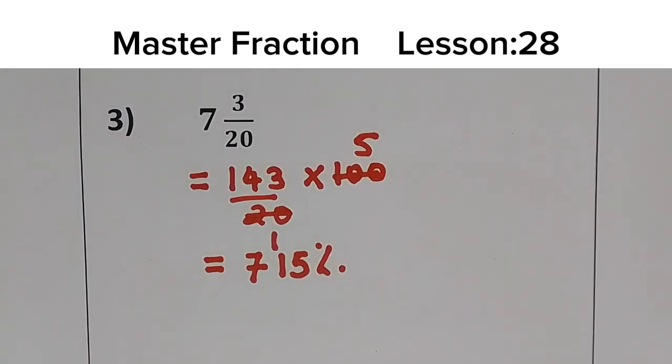We just multiply the given fraction by 100 and then we simplify to get the required percentage.